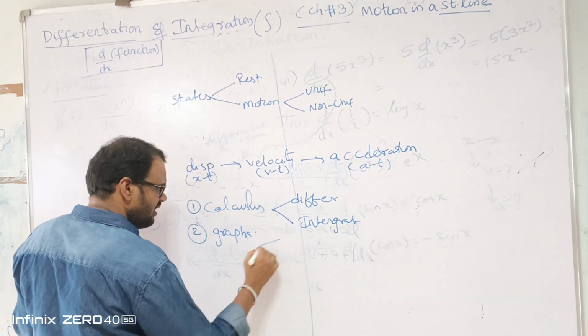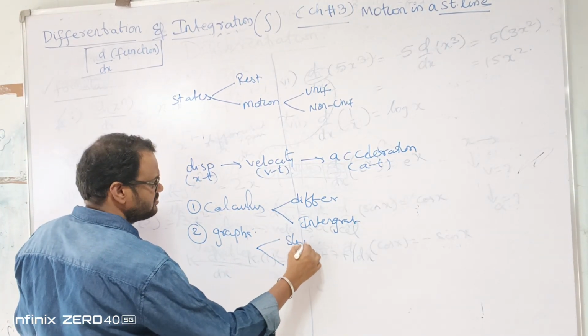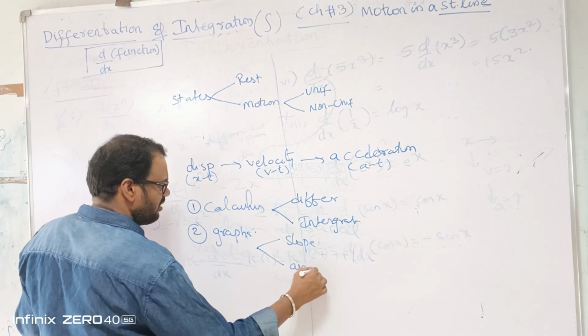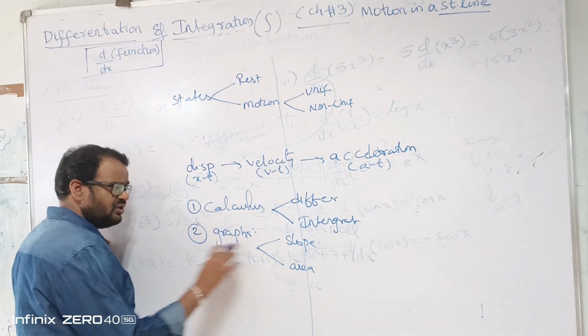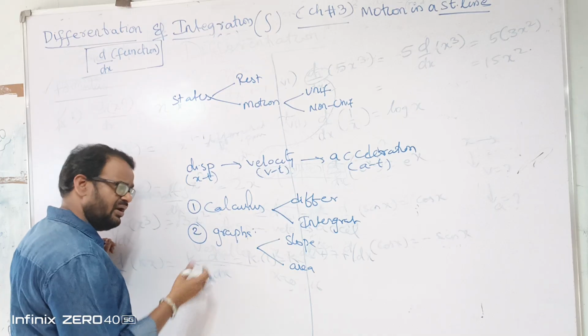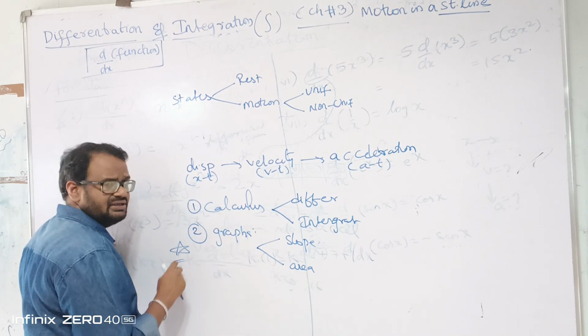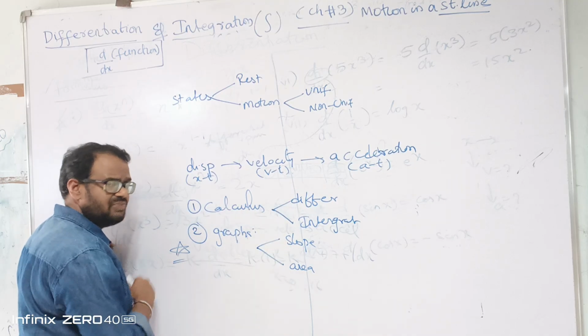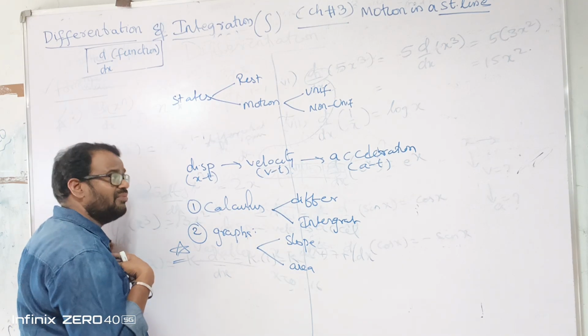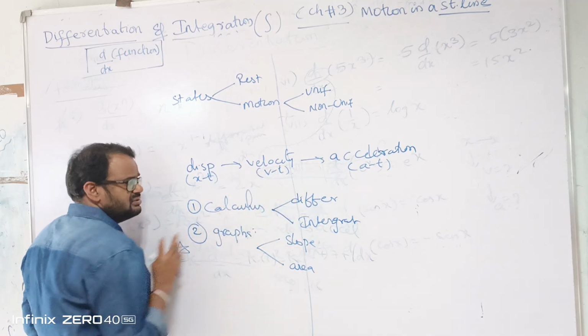Whereas in graphs, again there are two things called slope and area. If you have some knowledge of graphs, you will get these terms called slope and area. If you don't know, I can also make one more video on this at a later stage. Once I complete these two, I will take this part also. Now, what I am trying to tell you is that we have to learn this.